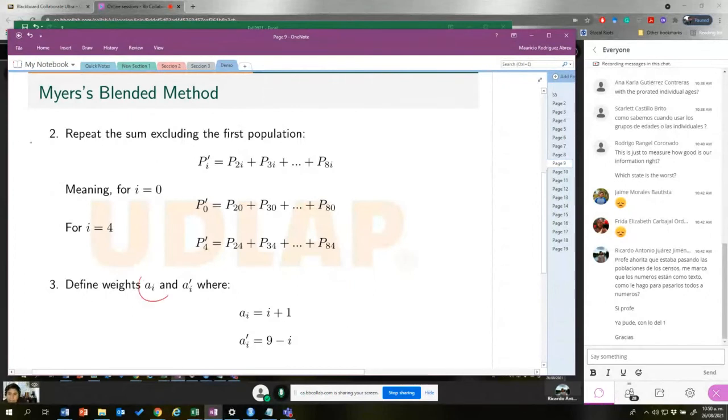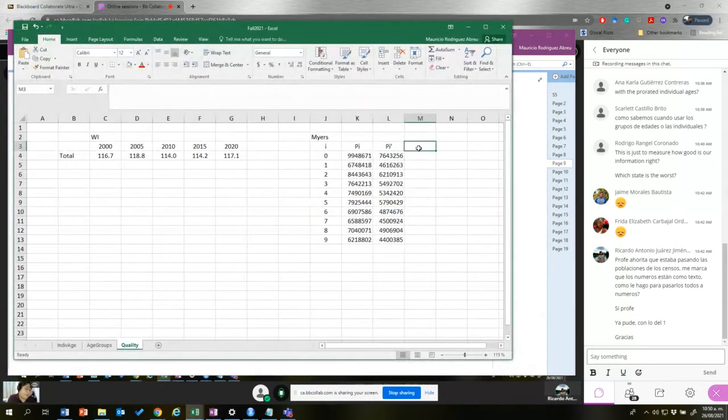Okay, and here when I mean here I mean Myers. He defined these weights. So he said, okay, the first set of weights is going to be I plus 1, and then the second set of weights is going to be 9 subtracting I. Where did he get this? There's a huge mathematical proof and development. If you Google Myers blended method 1940, you're going to find it. But if you have time and you want to do it, do it.